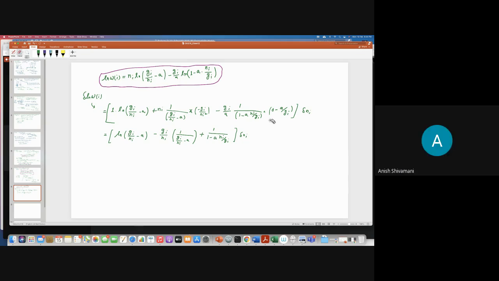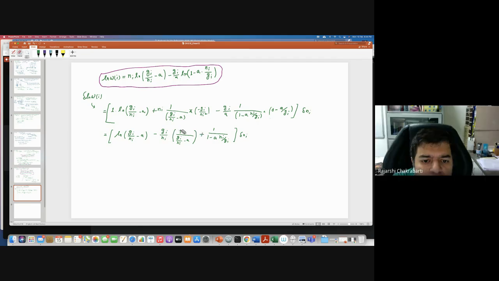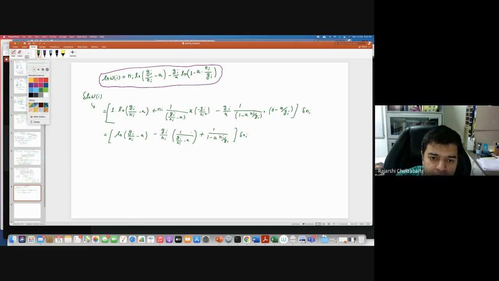Yes, sir. If you simplify the second term, because this is multiplied, it will be gi by ni. I take gi by ni common, this will cancel. It will be 1 minus a into ni by gi. So they will cancel, no? Yes, sir. So they're going to cancel. So what I have here is ln gi by ni minus a.